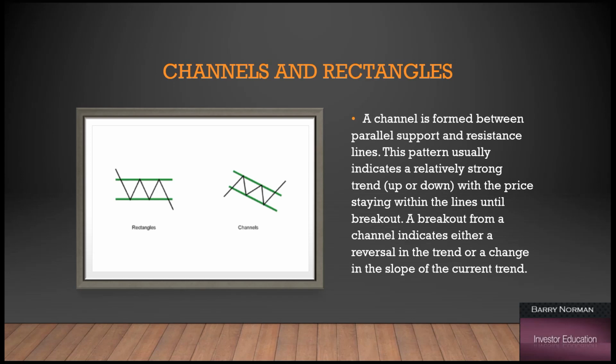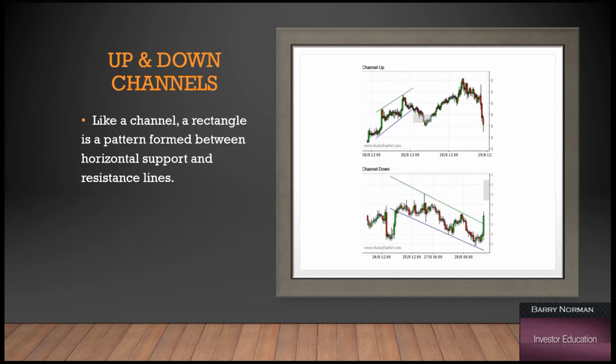Okay. So outside of triangles and wedges, we have rectangles and channels. What's a rectangle? Simply, price is moving up and down between the support and resistance line. Channel means price is moving up and down in a descending or ascending set of support and resistance lines. But once again, seeing them in the world of live trading is difficult.